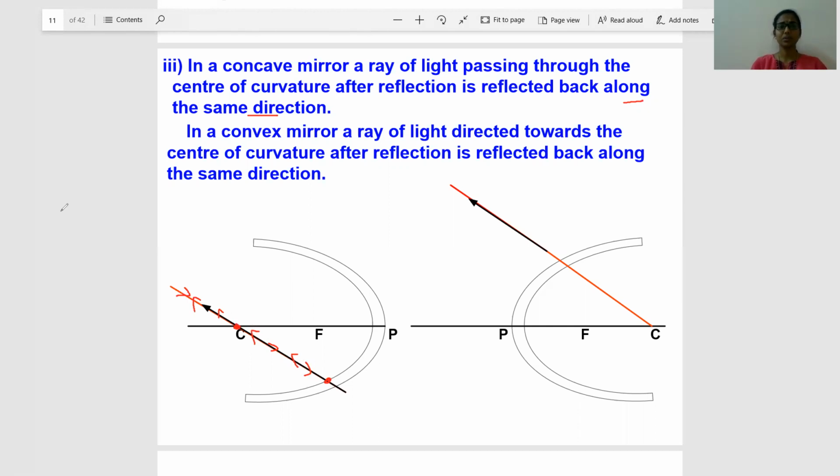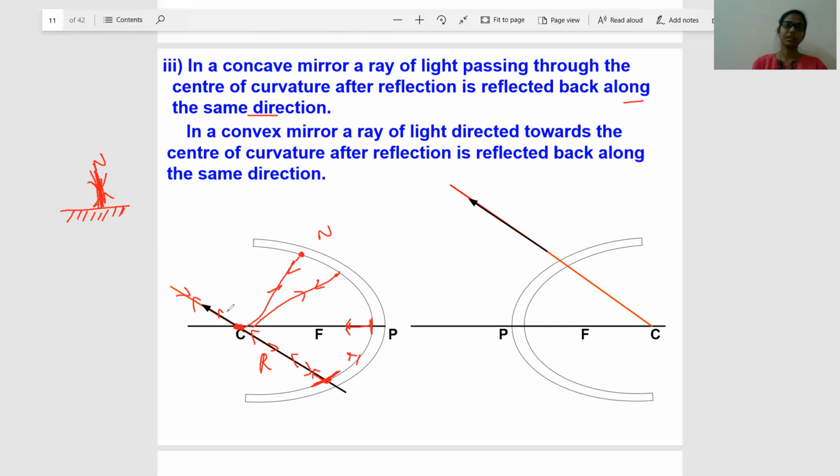You know that very well, children. Suppose we take a plane mirror, which we already discussed. This is a normal to the plane mirror. Any ray going along the normal, after reflection, retraces the same path, that means along the normal. Here the radius of curvature acts like a normal to the mirror. At any point on the surface, the radius will be the normal to that point. The ray which is passing through the normal and falls on the mirror will retrace its path.